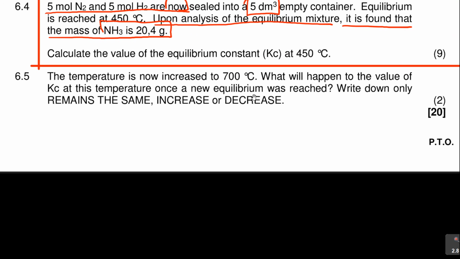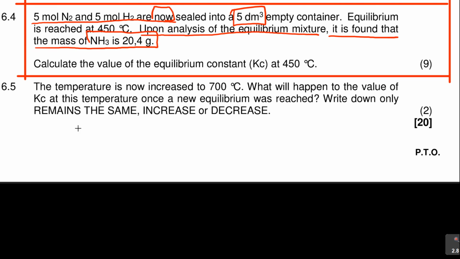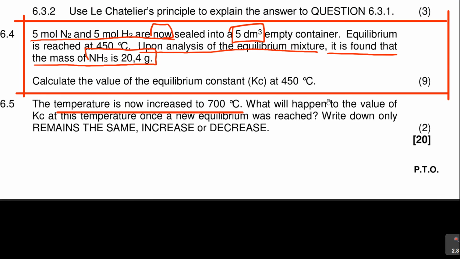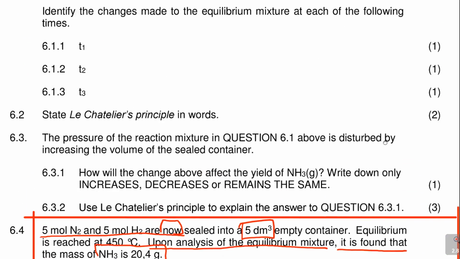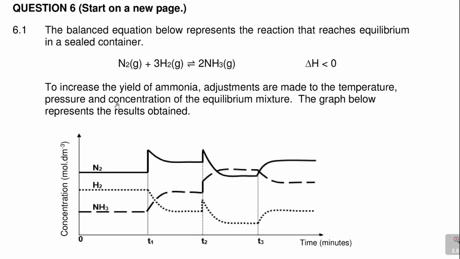Now they're saying the temperature is now increased. The temperature goes up, increase to 700. Alright, it was at 450, increase. What will happen to the value of the Kc at this temperature once a new equilibrium was reached? Only remains the same, increase or decrease. Now the temperature is increased, and you must know Kc does depend on temperature. Kc is affected by temperature. This reaction, what is it? We said it is exo, meaning it releases heat on its own. It gets hot as it happens.